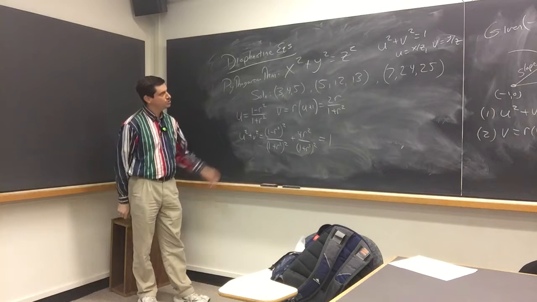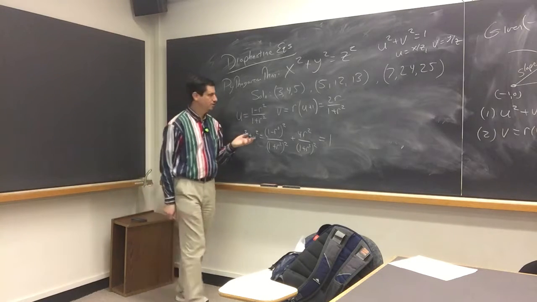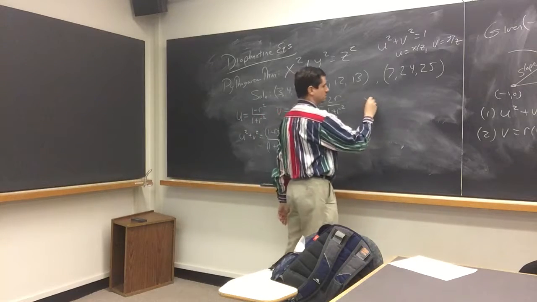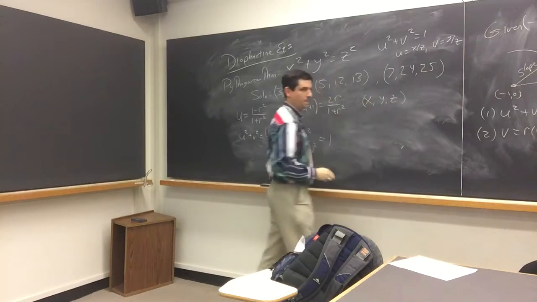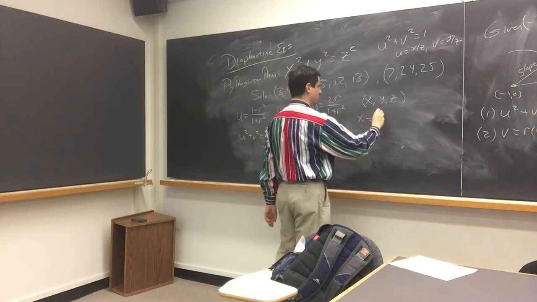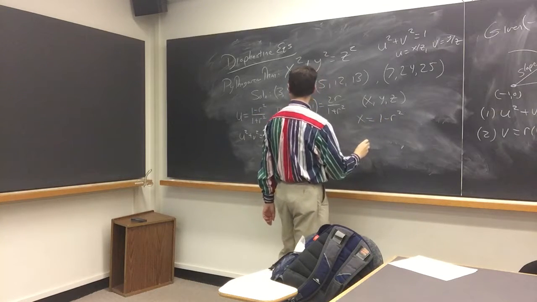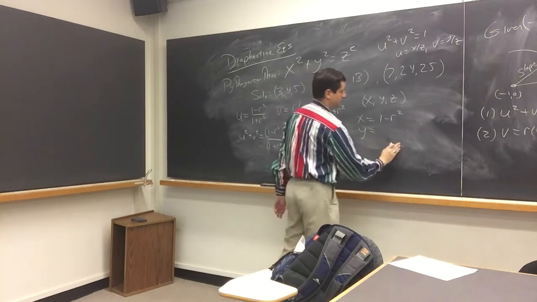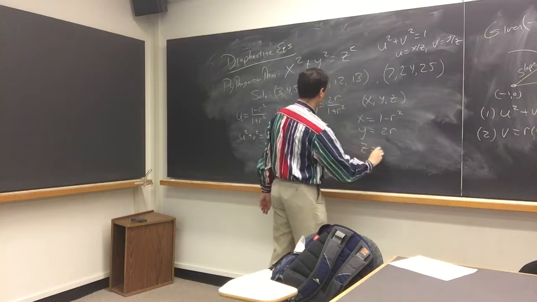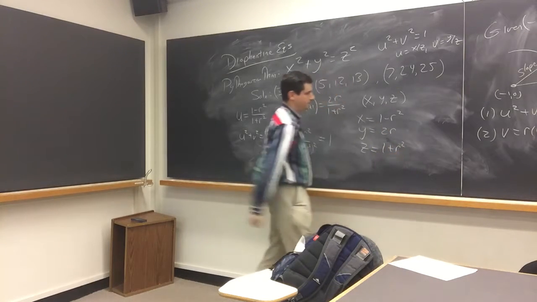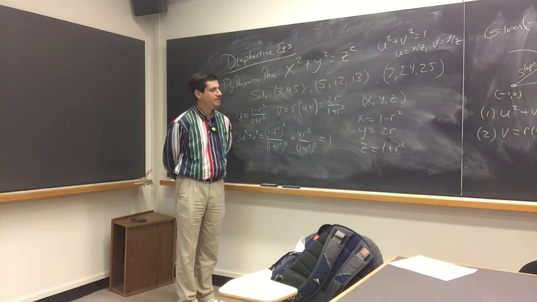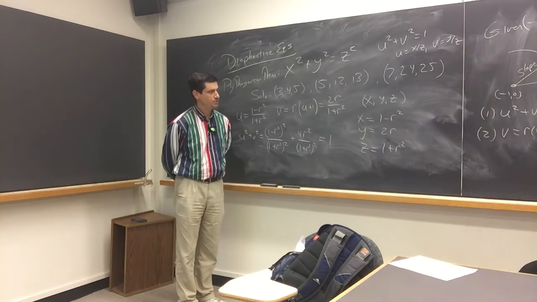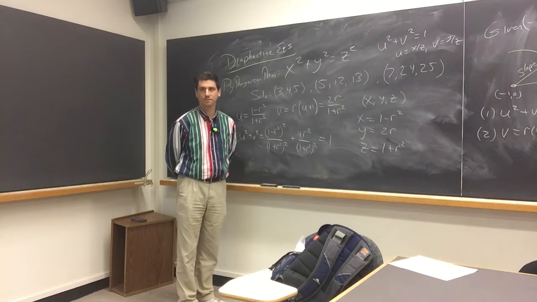Well, we originally didn't want solutions u and v. We wanted solutions x, y, and z. Well, now we can get x, y, and z. So x is going to be 1 minus r squared, y would be 2r, and z would be 1 plus r squared. So if you do anything like that, this will be a solution. And so this is a way to parameterize all the solutions with some free rational parameter.